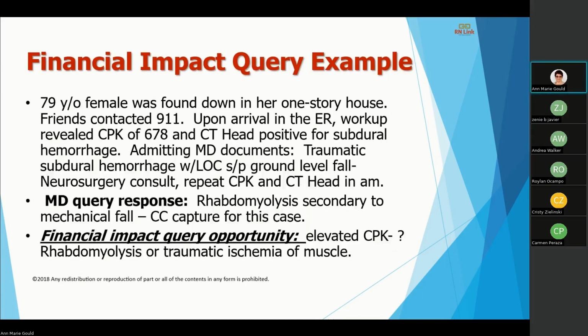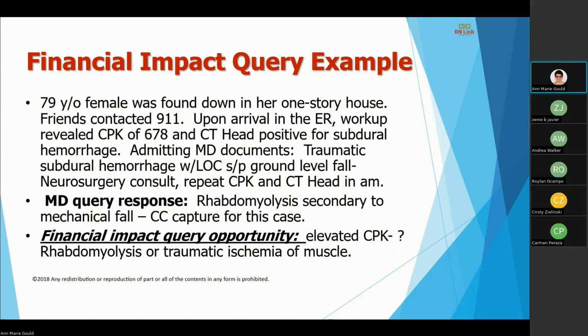And then this is just a financial query impact example. A 79-year-old female was found down in her one-story home. Friends contacted 911. When she got to the ER, the workup revealed a CPK of 678. CT was positive for subdural hemorrhage. So the attending admitting MD documents traumatic subdural hemorrhage with loss of consciousness, status post ground level fall.